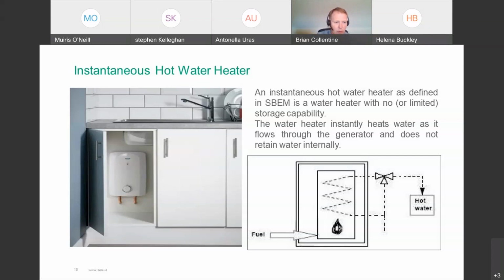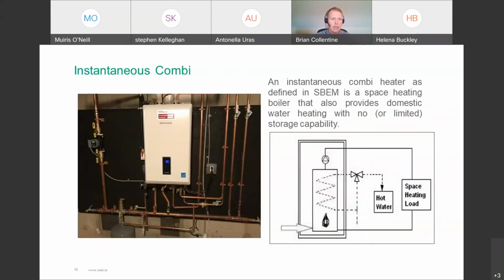So fairly straightforward. In terms of instantaneous combi, this is similar to the previous one, except the fact that it does the space heating load as well. So in that last example, it was only hot water. It is the space heating here as well. An instantaneous combi heater, as defined in SBEM, is a space heating boiler that also provides domestic water heating with no or limited storage capability.